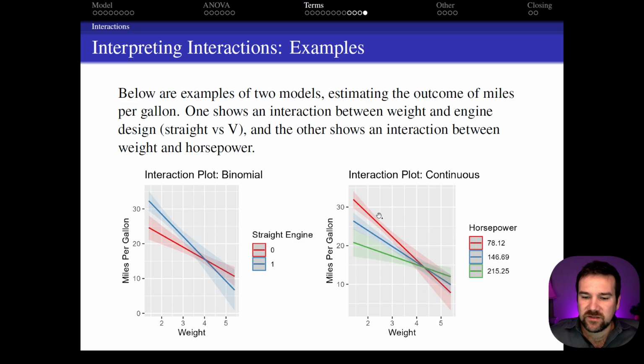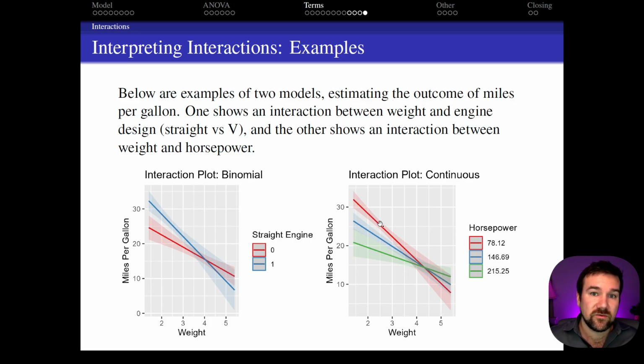In this case, you can see as horsepower increases, the relationship between weight and miles per gallon decreases. And this is an interesting and potentially more fascinating finding than this engine breakdown, because I don't have all the horsepowers here. It just says as horsepower increases, the negative relationship with miles per gallon decreases.